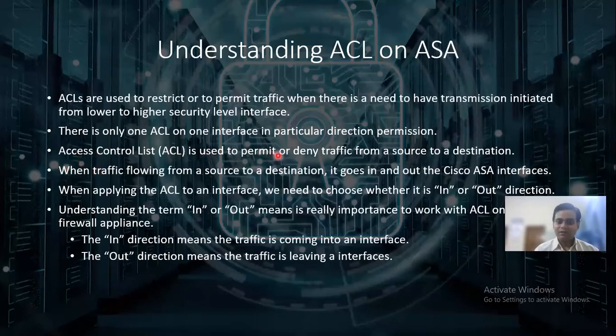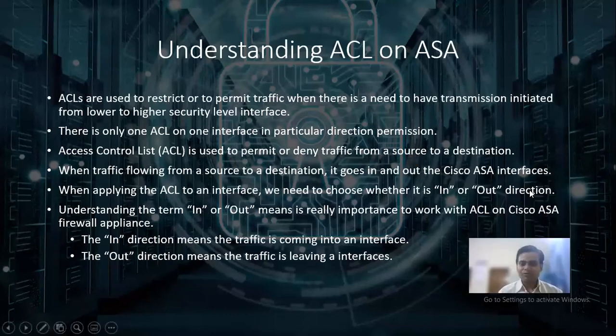An ACL is used to permit or deny traffic from a source to a destination. You have a source, you have a destination. Now it's up to you whether you want to permit or deny the traffic, and what type of traffic. When traffic goes from source to destination, it goes in and out of the Cisco ASA interfaces, as we saw, because there are no other connections. Whatever traffic has to flow from one source to another destination has to go through the ASA. And there are two terminologies used: in and out. Something is going in, something is getting out.